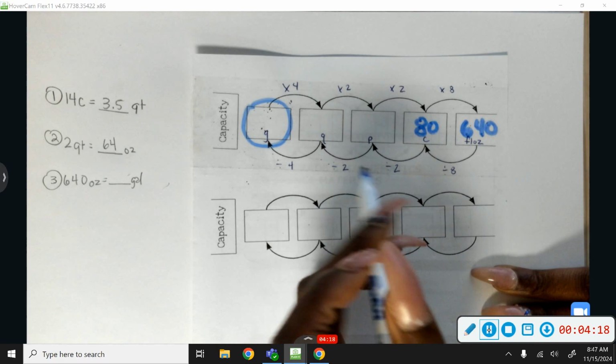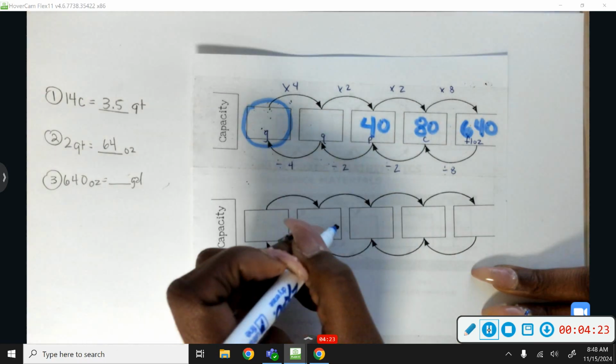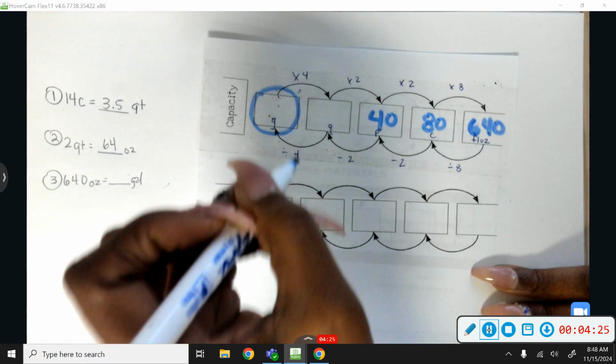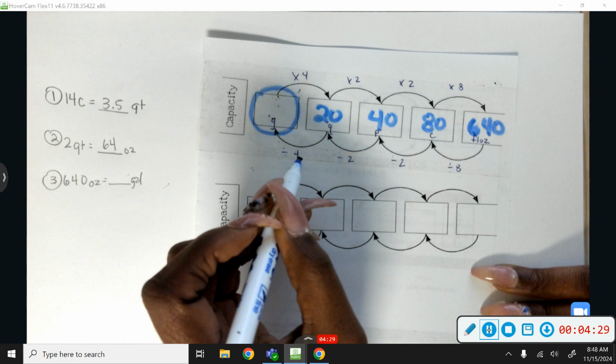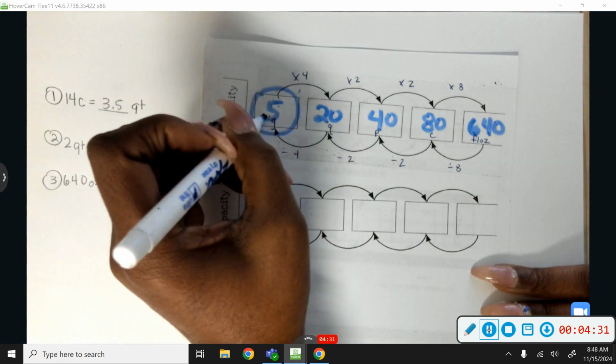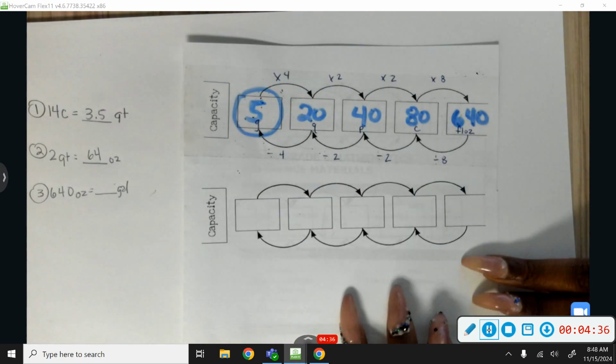And then I'm going to continue this process. So 80 divided by 2, I get 40. 40 divided by 2, I get 20. And then 20 divided by 4, I get 5. So my answer is 5 gallons.